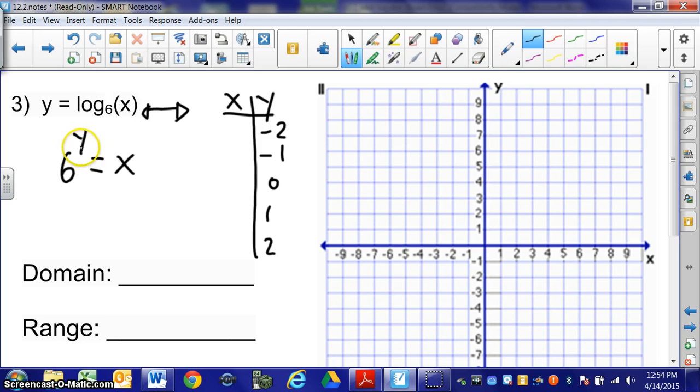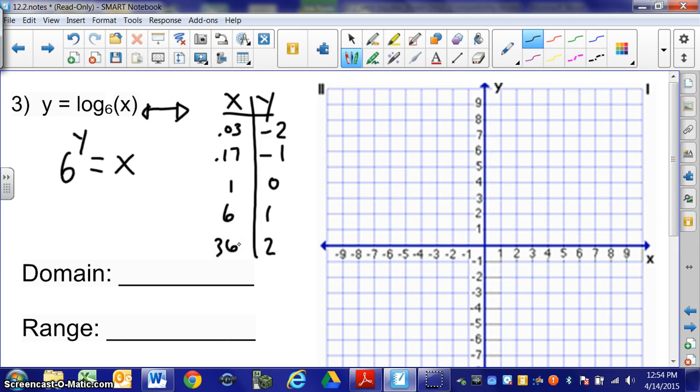So 6 to the -2 is 1 over 6 squared, 1 over 36, and I'm going to guess that that's a really small number. So let's see, I get 0.03, I think. Let's see, 1 over 6, that's 0.16 repeating, I'll call it 0.17. And then 6 to the 0 is 1, and then 6 to the 1 is 6, and then 6 squared is 36.